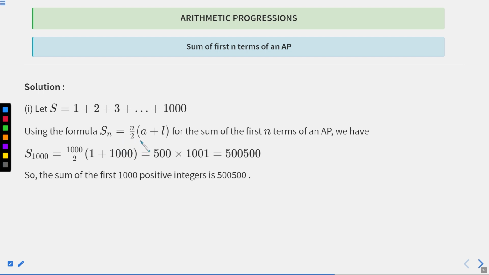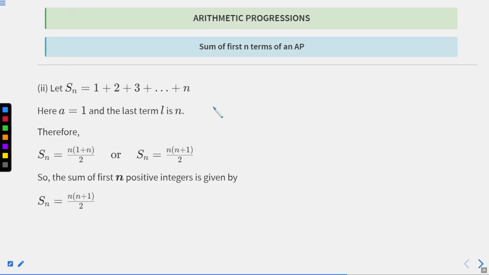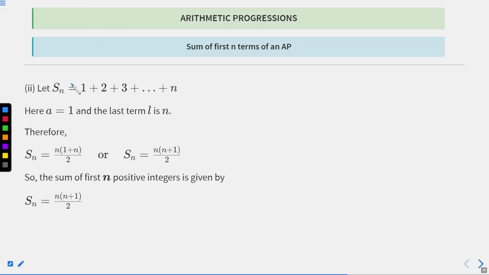Here we use the formula Sn, which is equal to n by 2 times the first term A plus the last term L, for the first n terms of an AP. And we have S1000 equal to 1000 by 2 into 1 plus 1000, that is equal to 500 times 1001. If we multiply them, we get 500,500. So the sum of the first 1000 positive integers is 500,500.